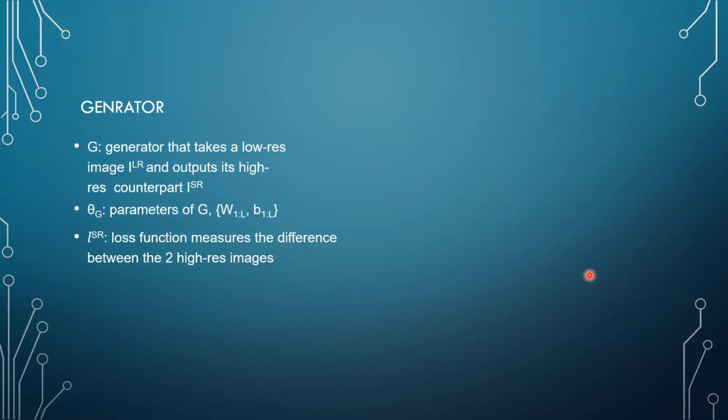Let's see about the generator and the discriminator. First, the generator. The generator takes in low resolution images and outputs the upsampled image. The generator loss function tries to minimize the difference between the two high resolution images. The discriminator tries to tell if the image is upsampled or is a high resolution image.